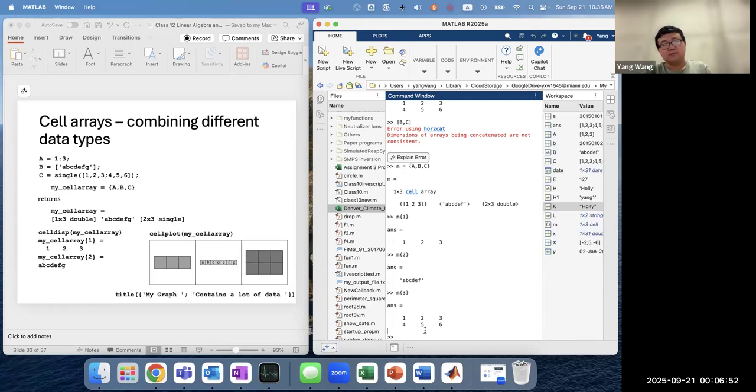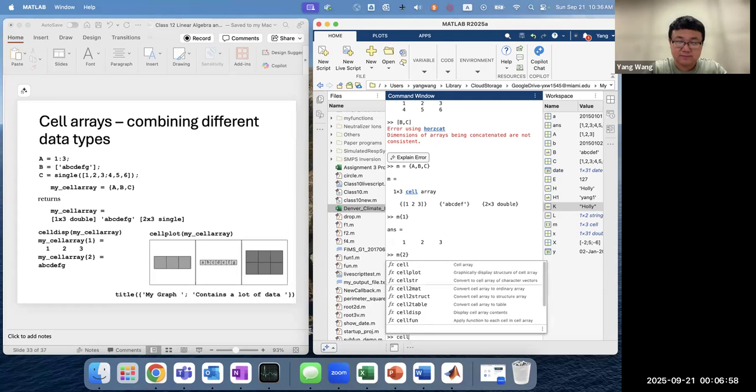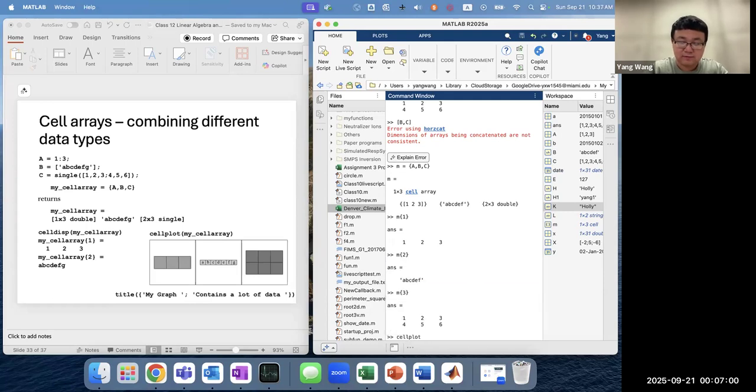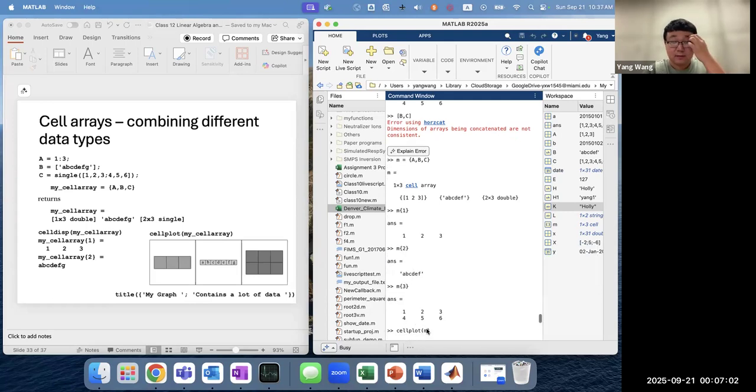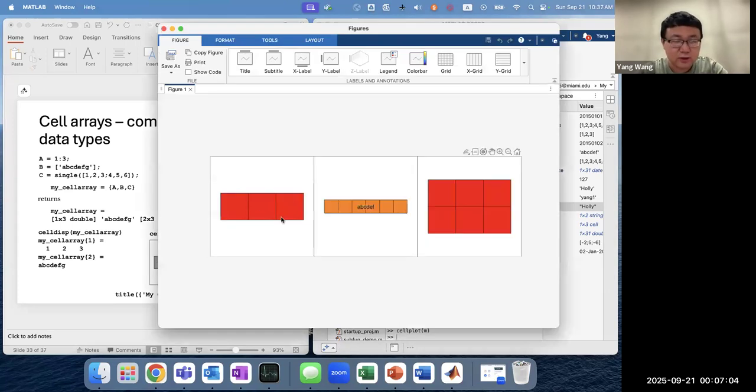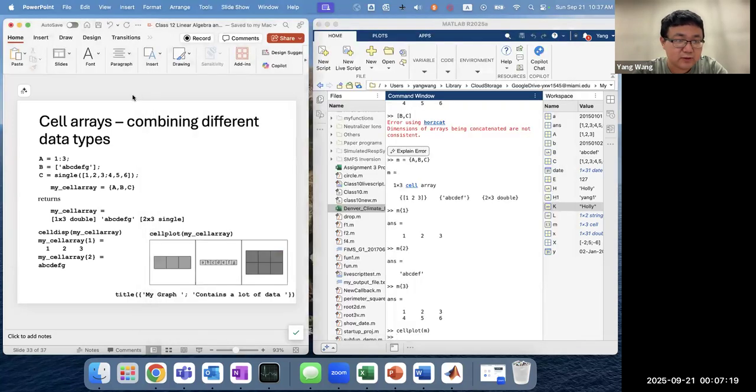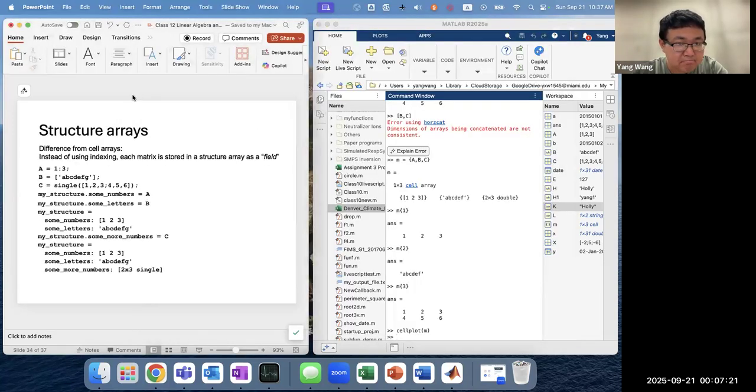So then a lot of times, maybe you're confused about what's exactly in the cell. Then you can also do the cell plot of M. Okay, it's actually going to give you this visualization. So the red here represents a number, right? So you have a 1 by 3 numeric array, and then a 1 by 6 character array, and then a 2 by 3 numeric matrix, right? This is a cell array.